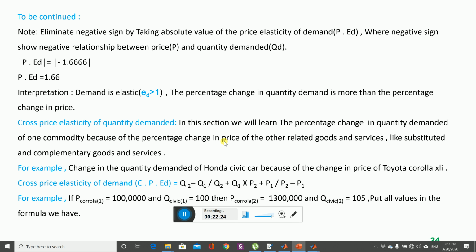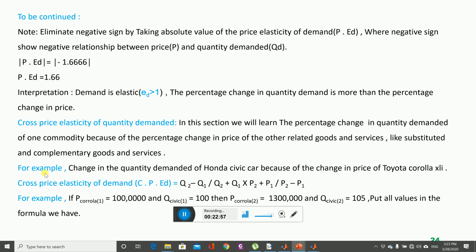Cross price elasticity of quantity demanded tells us how much the quantity demanded of one particular commodity will change if the price of other related, substituted or complementary goods changes. That is, cross price elasticity of demand tells us how much the quantity demanded of any particular commodity will change because of the change in price of other related goods and services.